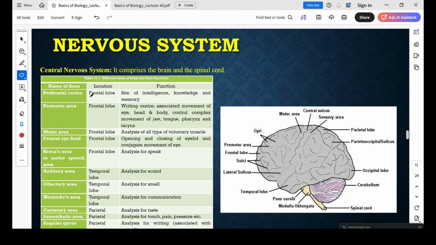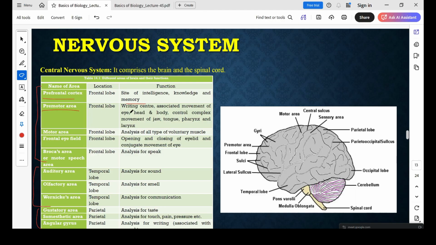Frontal lobe has different areas, so each of these lobes themselves have different areas. Frontal lobe has all of these areas, temporal lobes have all of these areas, and parietal lobes have these areas. So the first area of frontal lobe is prefrontal cortex, which is the site for intelligence, knowledge and memory.